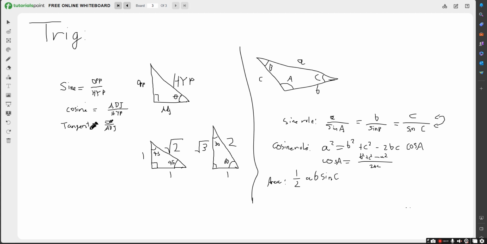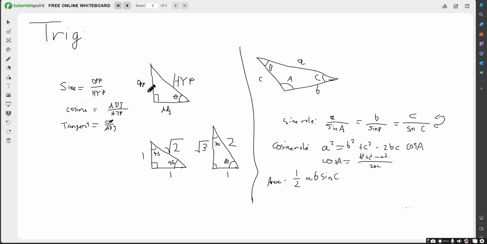The three trigonometric formulas are: sine theta, which is the opposite to theta divided by the hypotenuse, and this ratio is constant if the value of theta is constant. Cosine is adjacent over hypotenuse, and then the tangent is the opposite over adjacent.